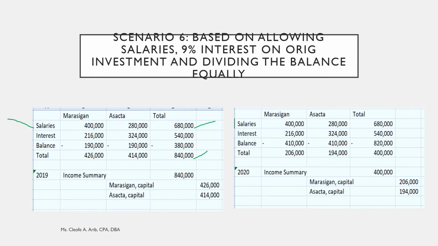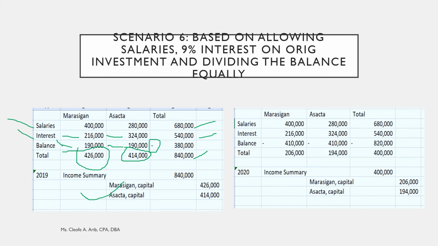Next, after salaries, we honor the interest. So 9% ng capital ni Marasigan is 216 and 9% ng capital ni Asakta is 324. So that's a total of 540. 680 plus 540, definitely that's more than 840. That's why the balance is negative 380. And what will we do with the balance? We divide them equally. So that's negative 190 for Marasigan, negative 190 for Asakta. So for 2019, ang nakuha ni Marasigan is 426 and Asakta got 414. Then you prepare your journal entries.